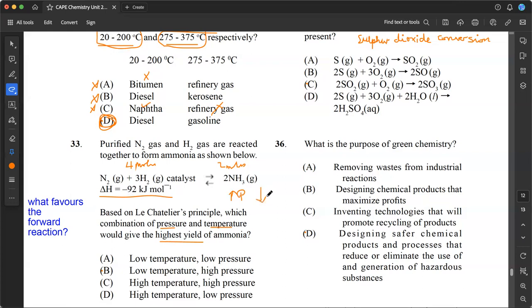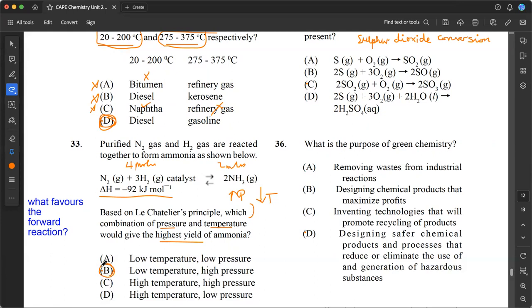So if we decrease the temperature, if we are at low temperatures and high pressure, we will get the highest yield of ammonia, since the ammonia production is related to the forward reaction, okay? So we increase the pressure, the equilibrium is going to shift to the right. If we decrease the temperature, then the equilibrium is going to shift to the right. And so our answer is low temperature and high pressure, so that's B, okay?